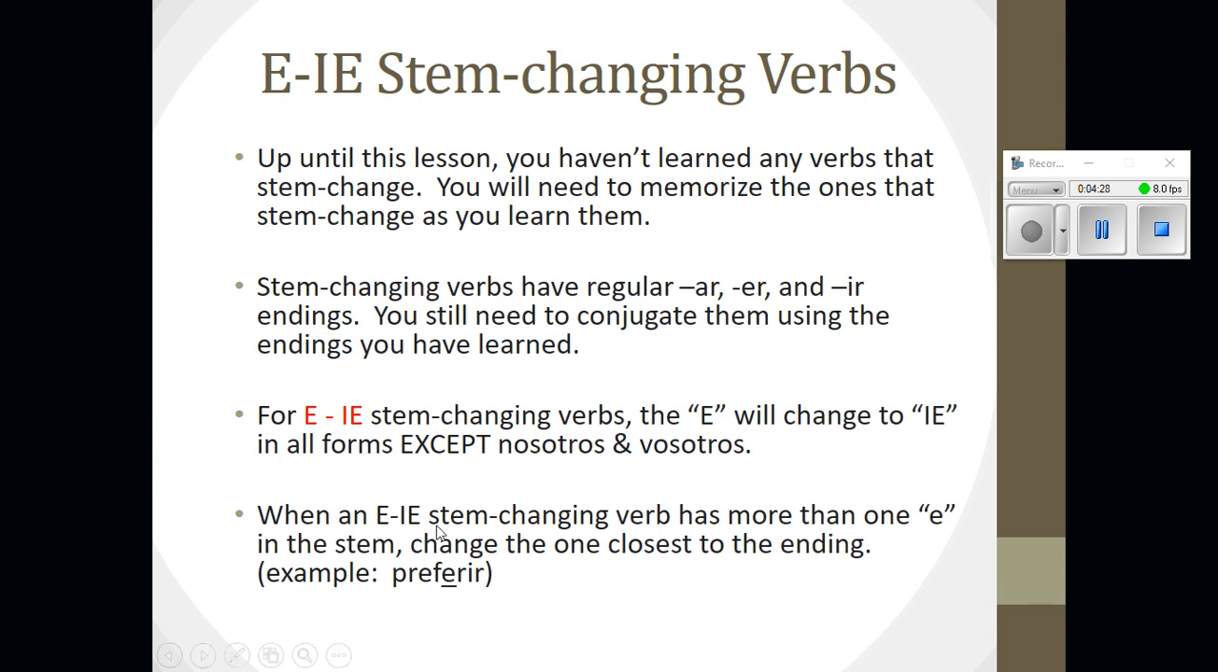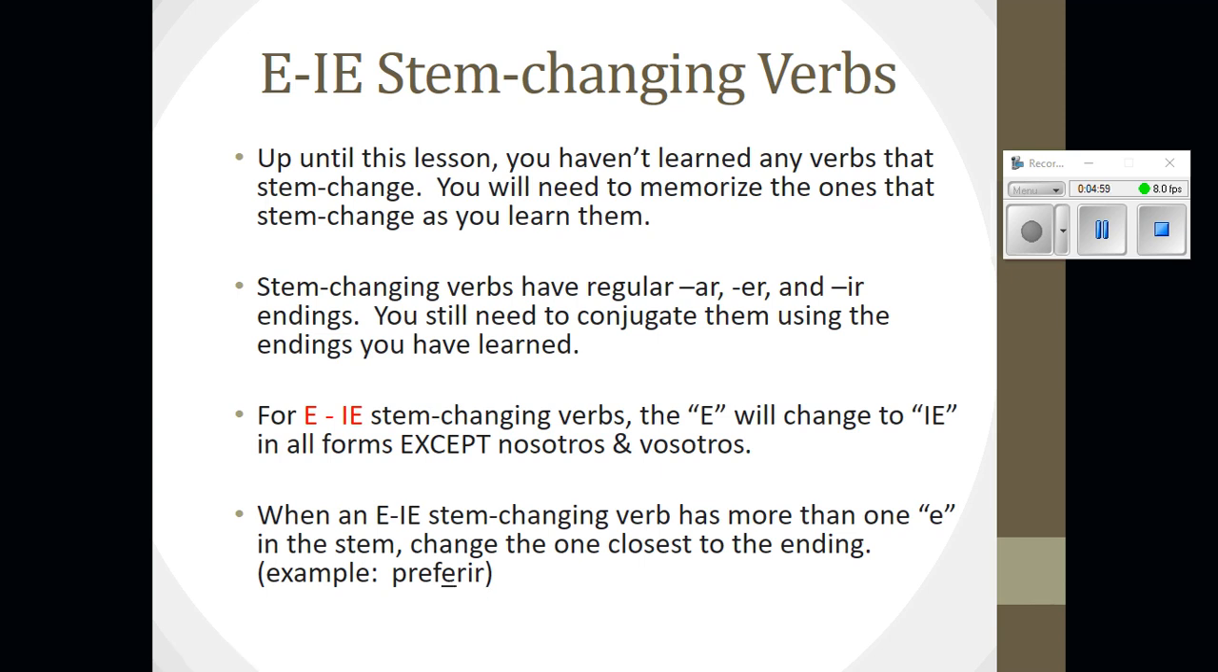Okay, finally, when an E to IE stem changing verb has more than one E in the stem, the change will occur in the one closest to the ending. So look at our example here. Preferir is an E to IE stem changing verb. There is more than one E in the stem. So the one that you will change is the one that is closest to the ending, but not part of the ending. Okay, so this E is closest to the ending, but not part of it. So you will change this E to IE when you conjugate.